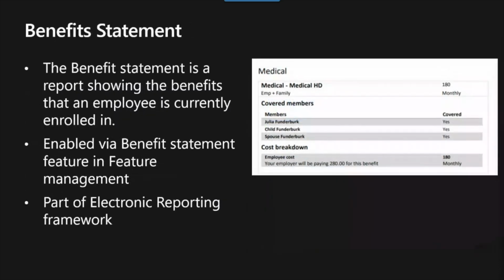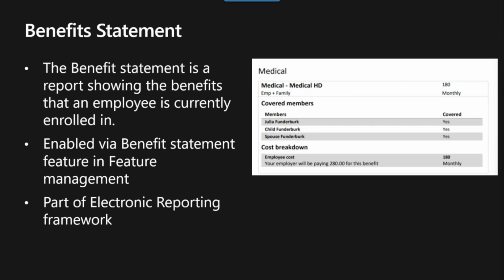The benefit statement report is provided out of the box, and it's a statement or report that lists all of the benefits that the employee is currently enrolled in. The report can be accessed by an employee directly or by a benefits administrator. The benefit statement provides a list of the employee's enrolled benefits, coverage options, costs, and any enrolled dependents or beneficiaries. The statement can be printed for a single worker or for multiple workers.